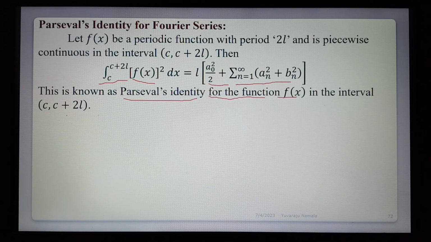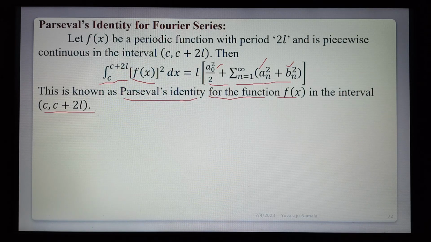So this uses only the Fourier coefficients of the given function, the a naught, a n and b n. Substituting these Fourier coefficients, the right side of this expansion is equal to the integration of the square of the given function in the given interval. Both are equal. So this is the Parseval identity for the given function using Fourier coefficients. This is for the interval c comma c plus 2l. Similarly we define it for the remaining different intervals, substituting the c value and l value.